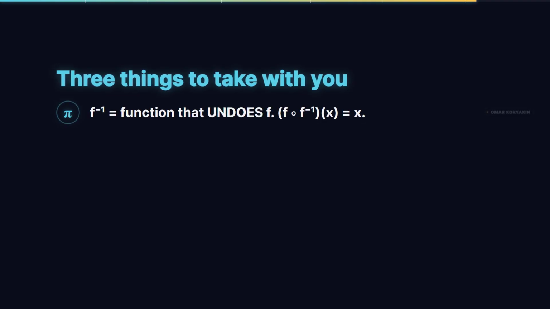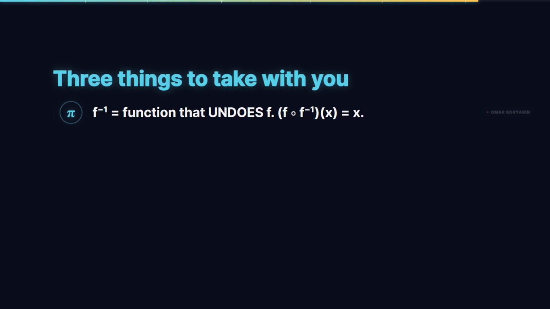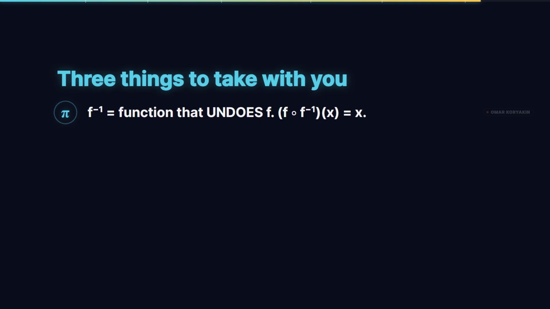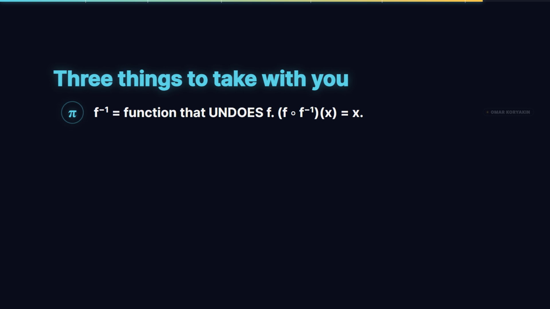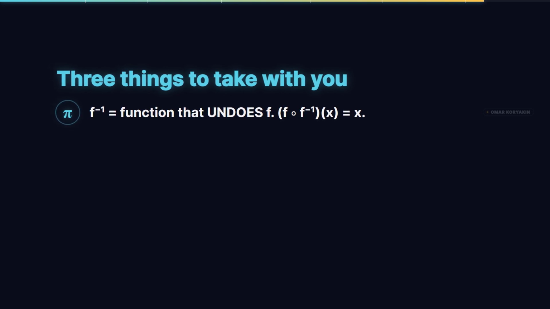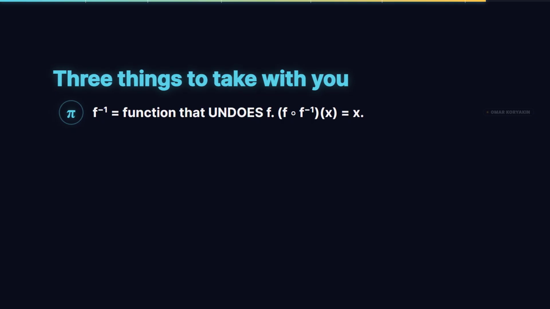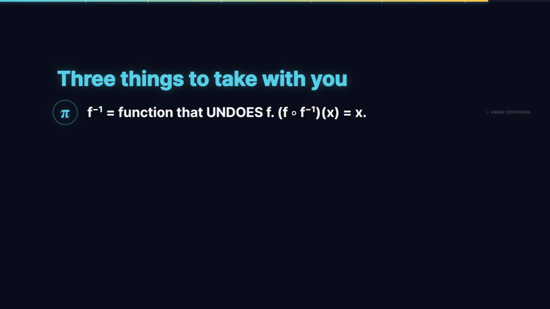First, the inverse function f to the negative 1 is the function that undoes f. Composing them in either order gives the identity function: f of f inverse of x equals x and f inverse of f of x equals x for every x in the appropriate domain. This identity on composition property is the defining feature of the inverse and is the verification test for any candidate inverse.